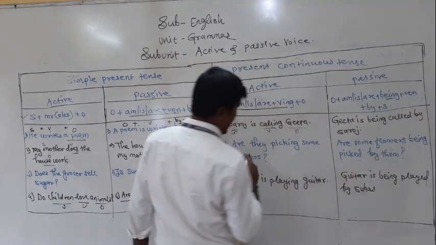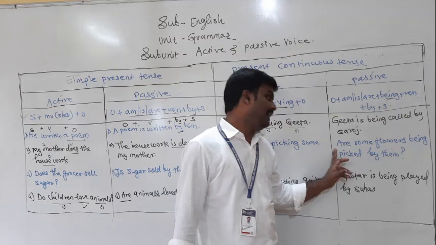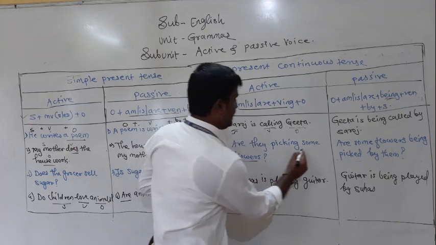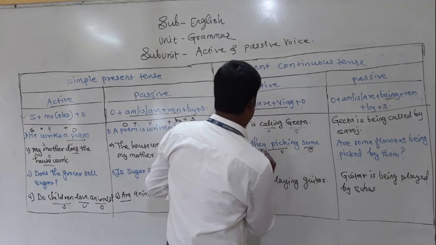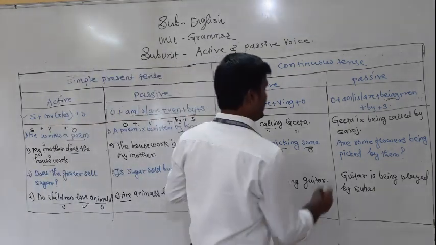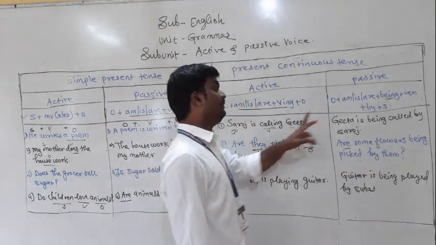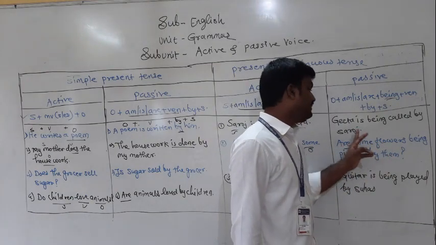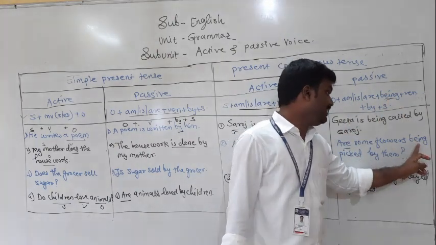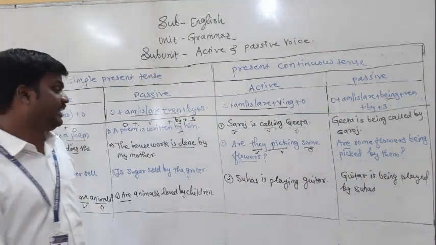Okay. The next statement is here. Are they picking some flowers? Are some flowers being picked by them? See here, some flowers is an object, picking is a verb and they is a subject. We have to identify the subject, verb, and object. Rule number 1. Then are is kept as it is here because flowers is in a plural form. They is also in a plural form, so flowers is also a plural form. Are some flowers. Then after what do you have to use here? Being. Being picked by them. This is the answer.